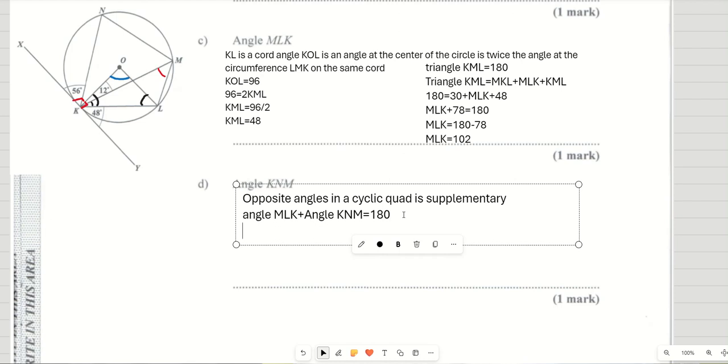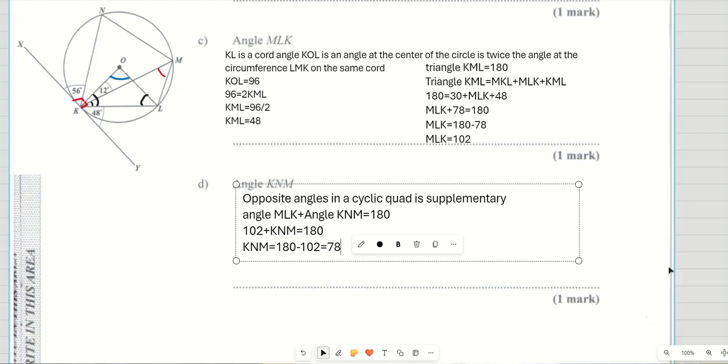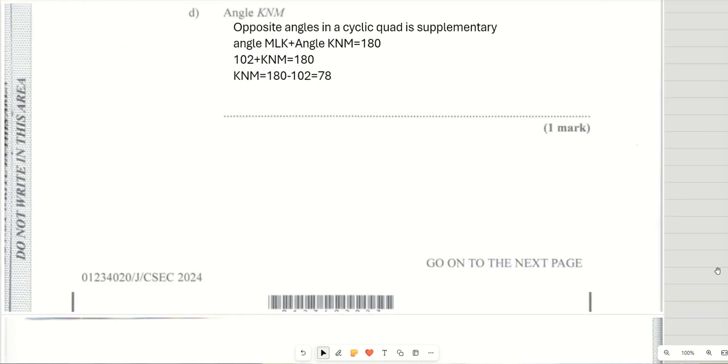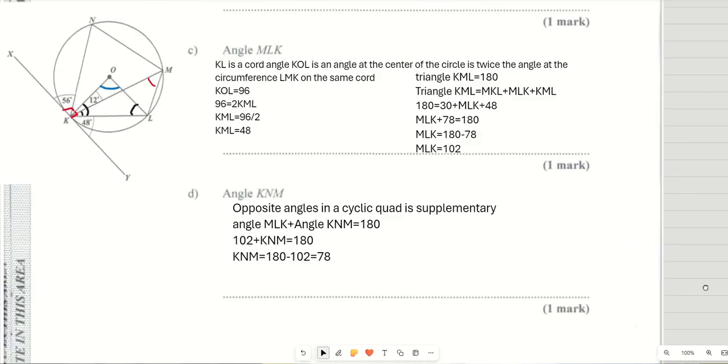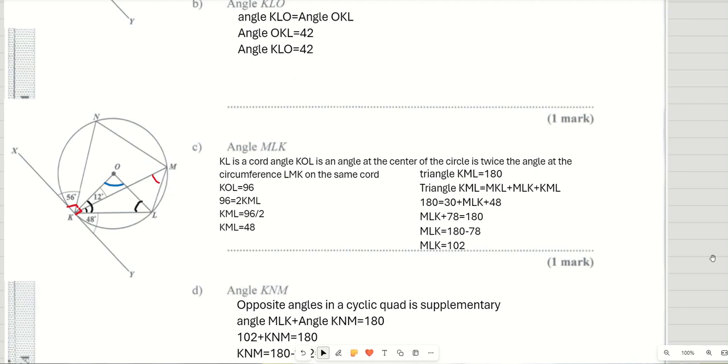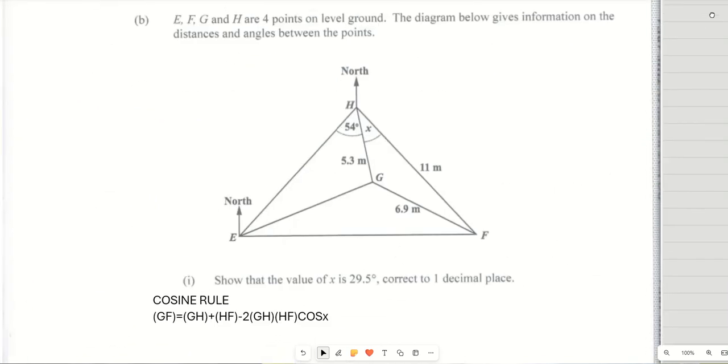As I said in the beginning, angle MLK plus angle KNM is equal to 180 degrees. So MLK is the one that we found out above, 102, plus KNM, which is what they're asking for, is equal to 180. So KNM would be equal to 180 minus 102, which is 78. And that is your answer for this question. Once you know all your rules, these become so much easier. Now let's do the last part, which is part E, a bearing question.